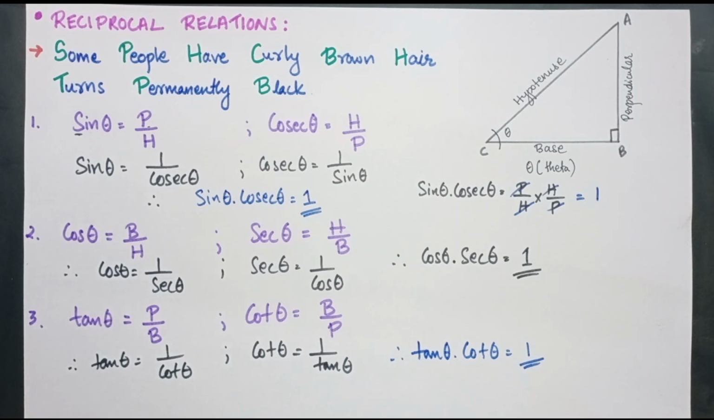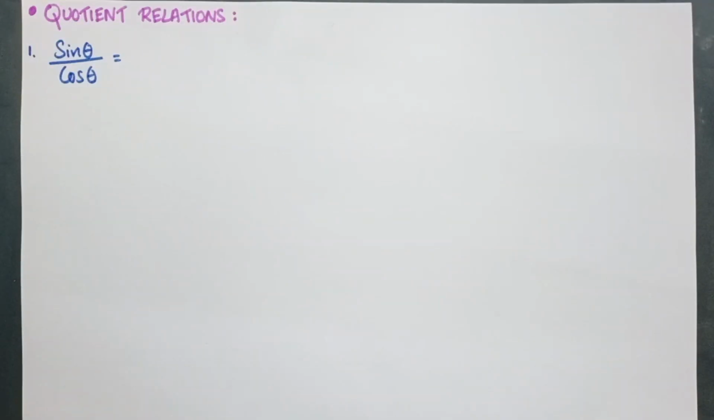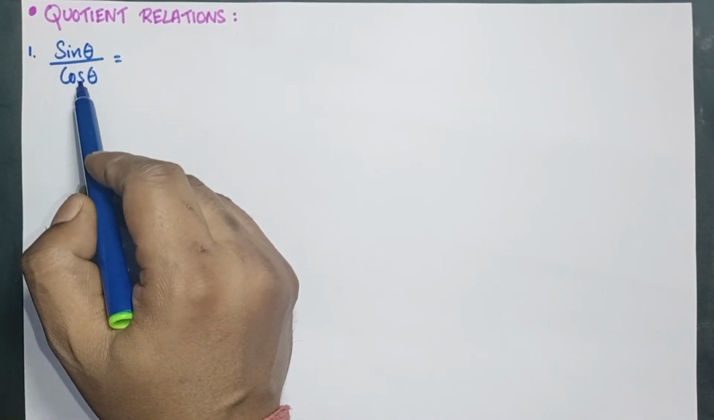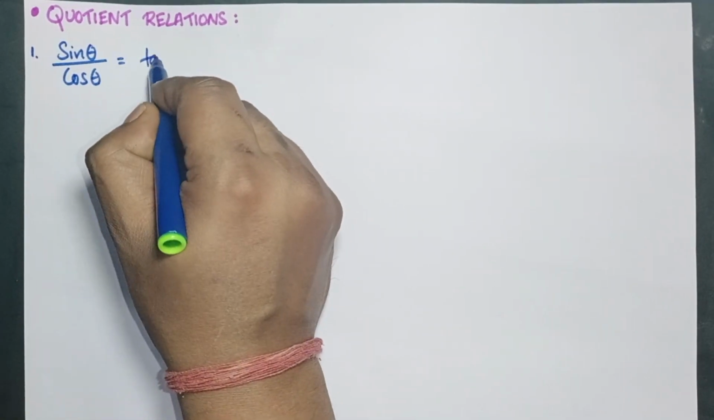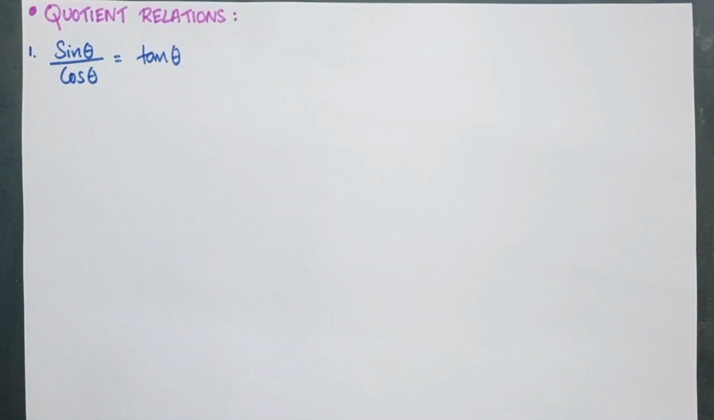So you have to know some of these relations and some of the properties. Without knowing this, you can't do trigonometry. It's one of the easiest chapters, but only after knowing these formulas will it be easy for you. Okay, now let's do another one. So here we have quotient relation. Okay, so the formula says sine by cos theta is directly tan theta. Okay, so this is the formula.